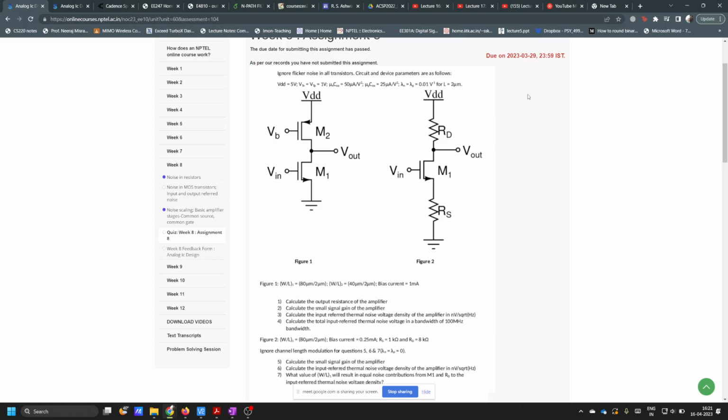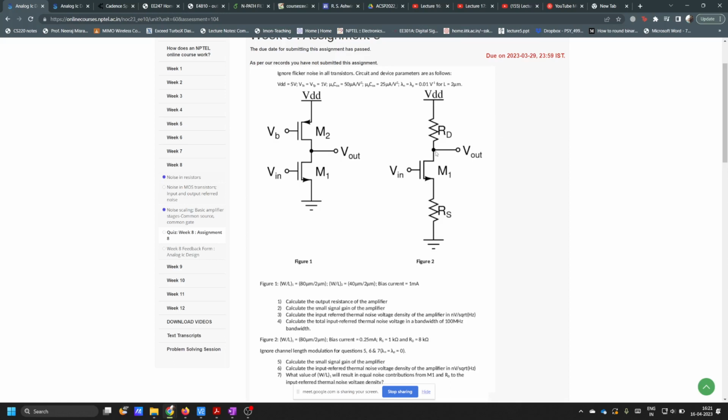Which is RD square. Yes, sir. So it will be 4 kT RD only, the noise voltage due to RD, right? When you input refer it back to the input, it will be 4 kT RD divided by Gain square, right? So it will be Gm times RD whole square into 1 plus Gm RS whole square. Yes, sir. And that is due to RD.